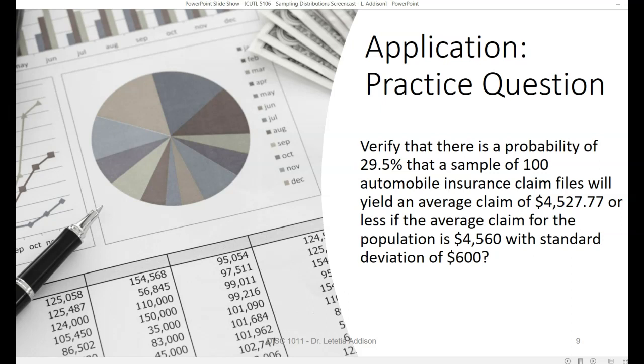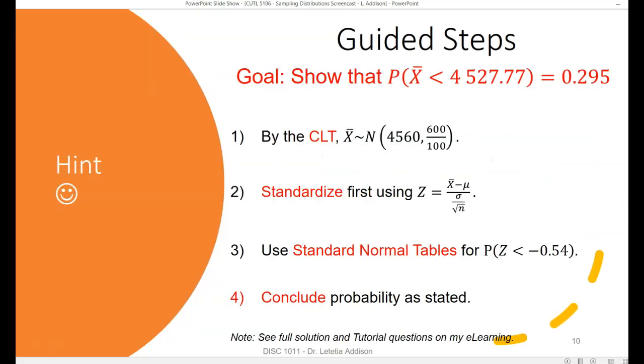4,527.77 or less if the average claim for the population is 4,560 with standard deviation of 600. All of these are measured in currency. So the guided steps would be as follows. We first need to understand what the goal of this question is. What is it asking us to compute?